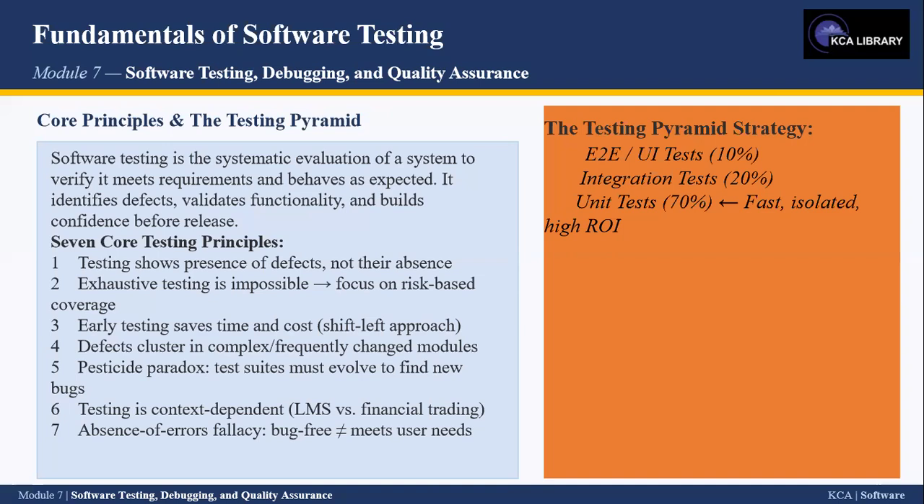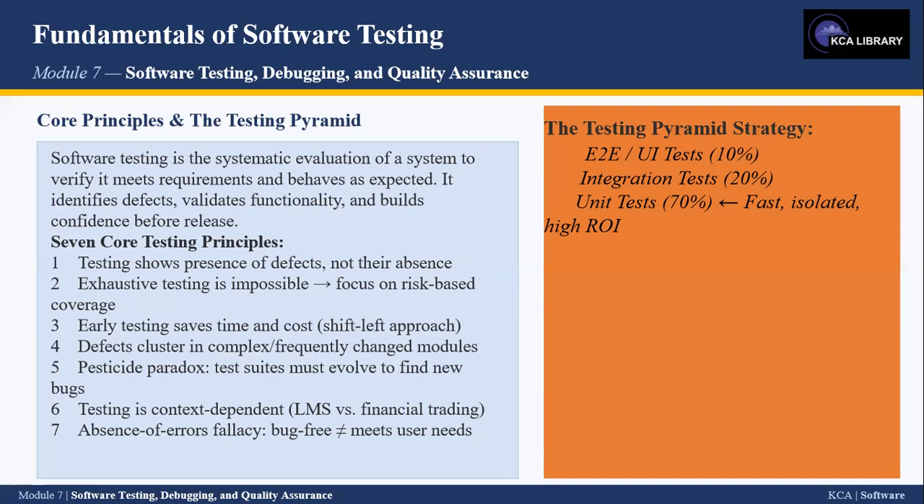Test suites must evolve, the pesticide paradox. Testing is context dependent, e.g., e-commerce versus financial systems. And finally, bug-free doesn't mean meets user needs.